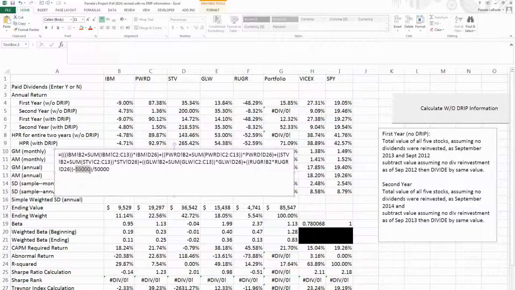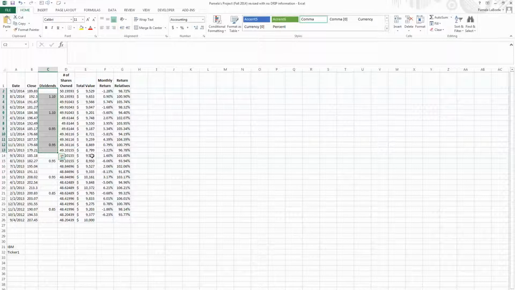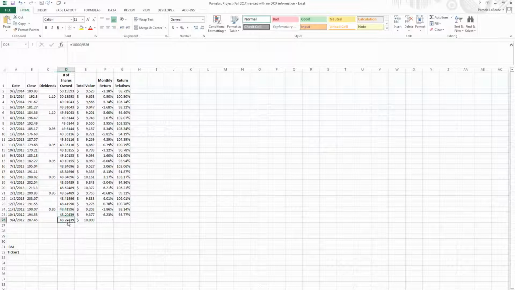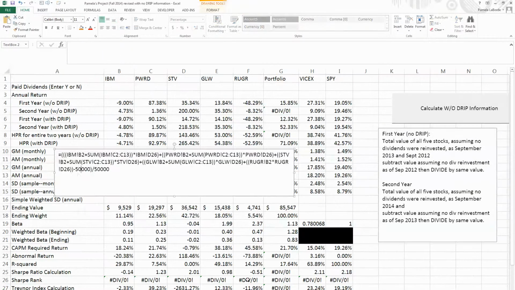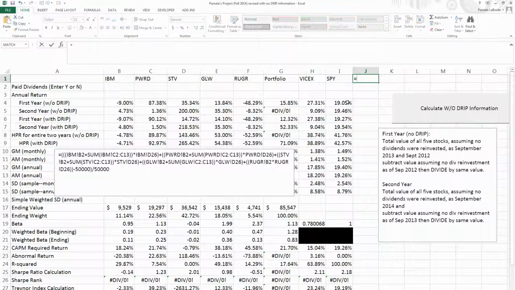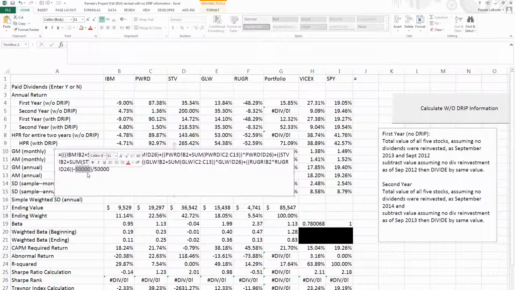Now, the next issue is my divisor is not 50,000 anymore. My divisor is actually the value of my 5 stocks as of September 2013, assuming no reinvestment of dividends. I cannot take this value and sum it for all 5 of my stocks because that assumes dividend reinvestment. I'm going to have to calculate the value. So basically I need to take this September 13 price, multiply it by the number of shares I originally purchased. So I'm actually going to just pop over to somewhere in the summary table, doesn't matter where, and I'm just going to start that process. So basically I'm figuring out what this number should be. It's not 50,000 anymore.